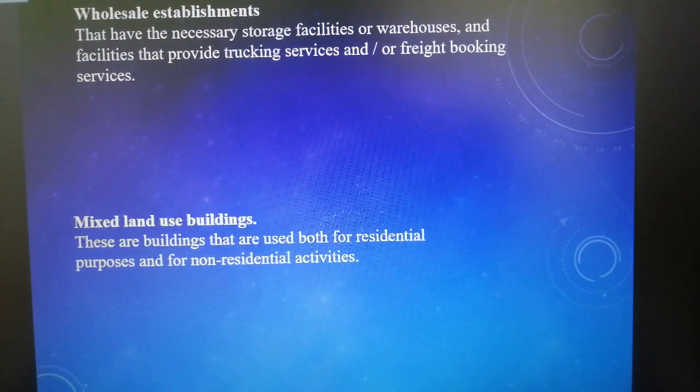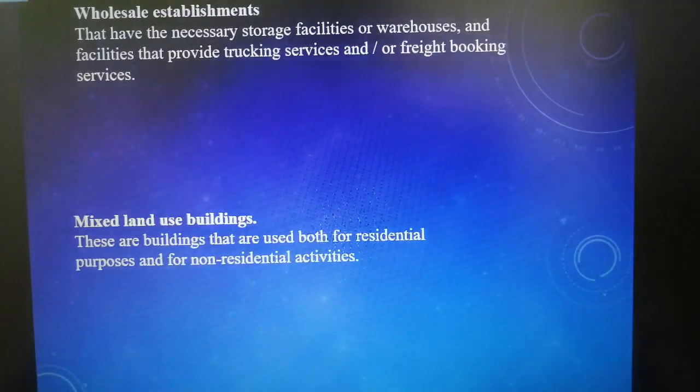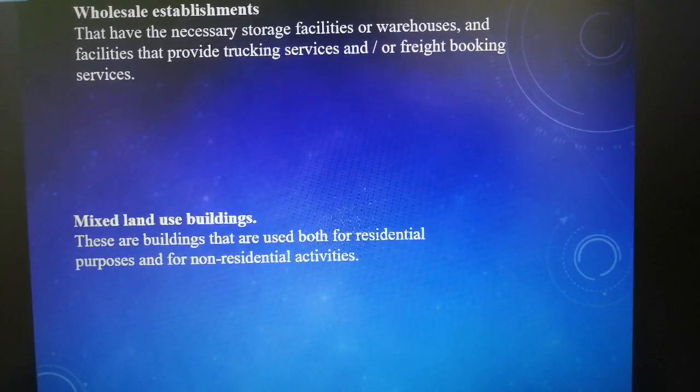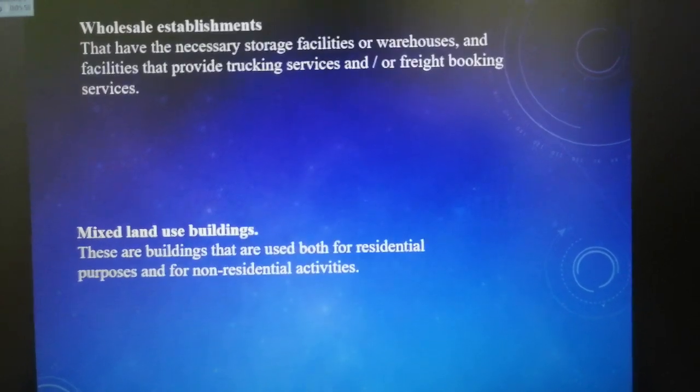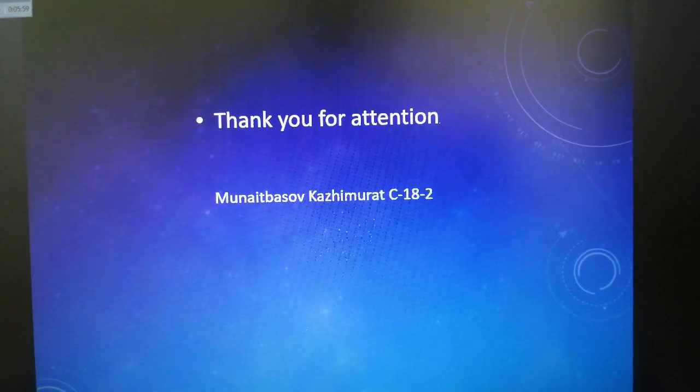Mixed land use buildings. They are buildings that are used both for residential purposes and for non-residential activities.